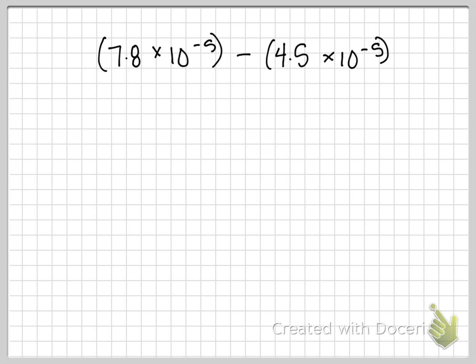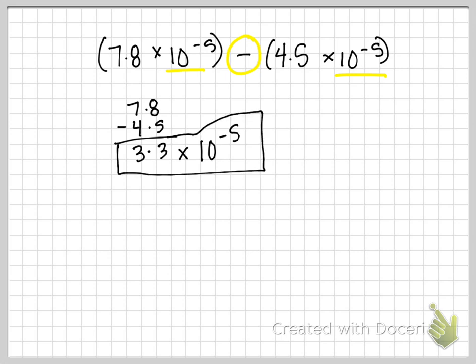Oh, thank goodness. Okay. Oh, yay. Okay, we're subtracting, which means our powers of 10 have to be the same, and they are. So do we have to do any work on the front end moving decimals? No. We can just do our subtraction. 7.8 minus 4.5 is 3.3. Yep. 3.3 times what? Is this in scientific notation? Yes. So that is pretty easy.